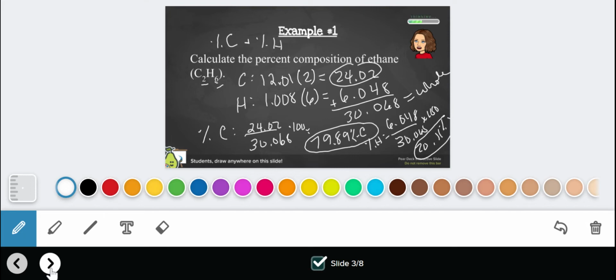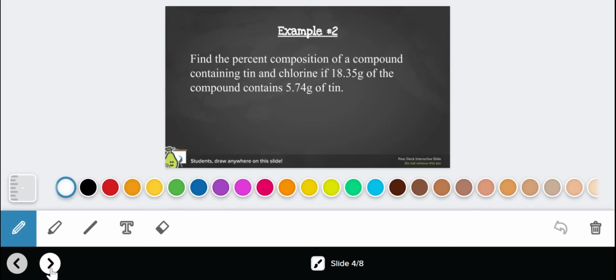All right, let's look at another kind of problem. In this one, find the percent composition of a compound containing tin and chlorine if 18.35 grams of the compound contains 5.74 grams of tin. So again, the percent composition is looking for us to find the percent of tin and the percent of chlorine. So we can certainly find the percent of tin because we have the mass of tin and we have the total mass of the compound.